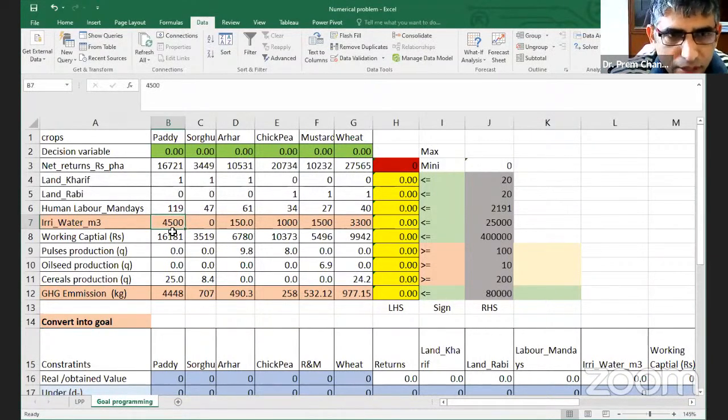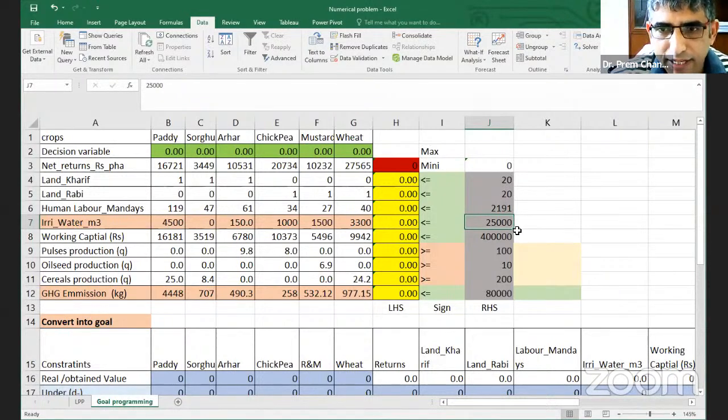The water requirement for paddy is 4,500 cubic meter per hectare. Sorghum doesn't require water. Rice requires this much water, 150 cubic meter. Chickpea requires 1,000 cubic meter of water. Mustard requires this much, and wheat requires this much. I said that he can extract 25,000 cubic meter of water, so my binding constraint is 25,000 cubic meter of water. You can do it.